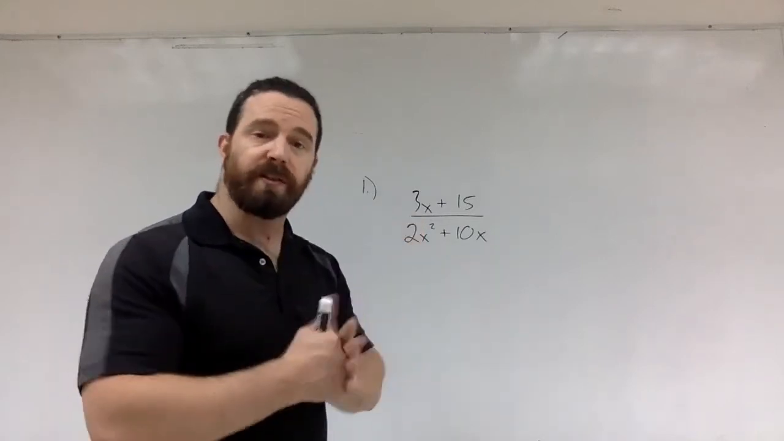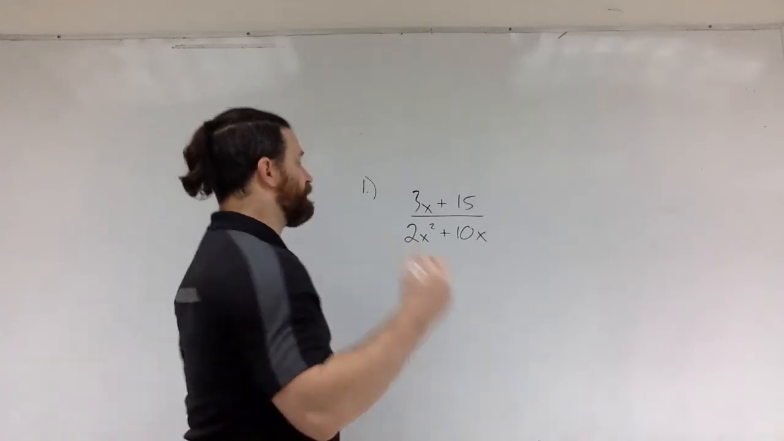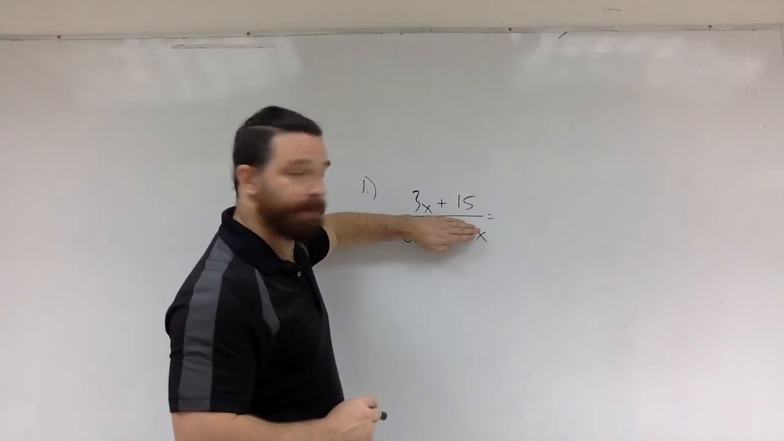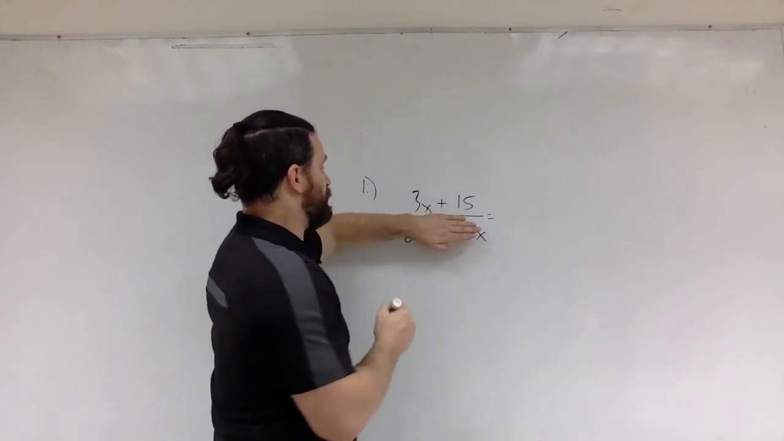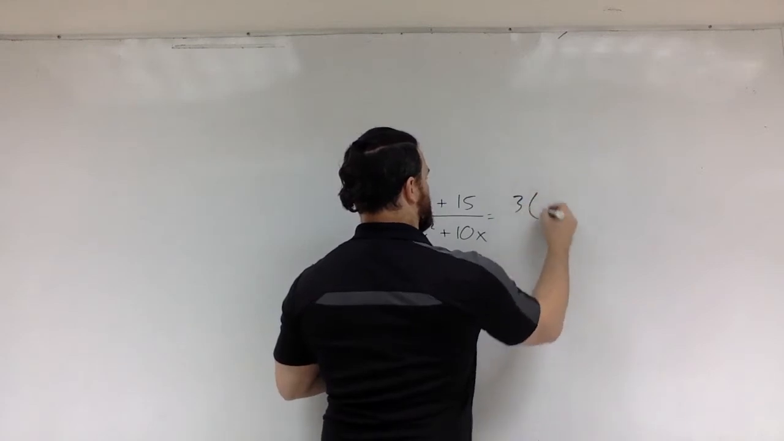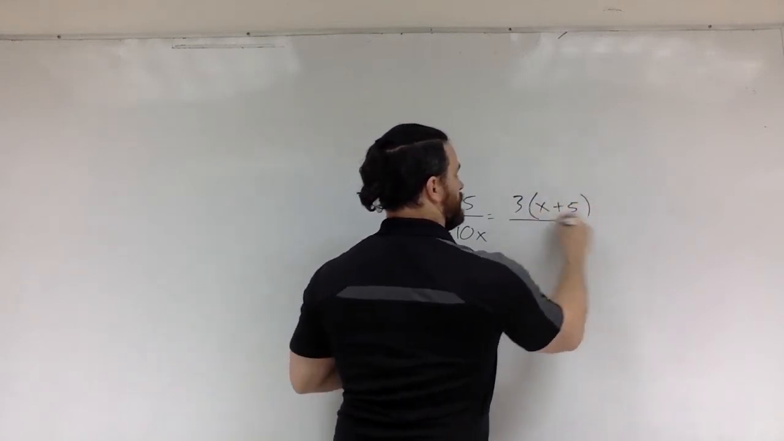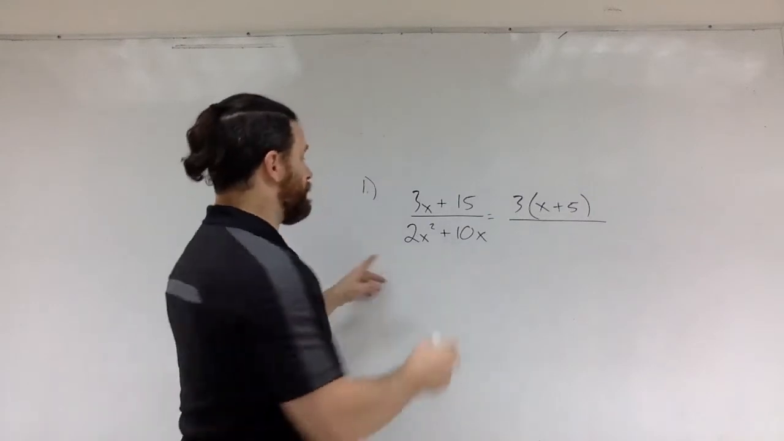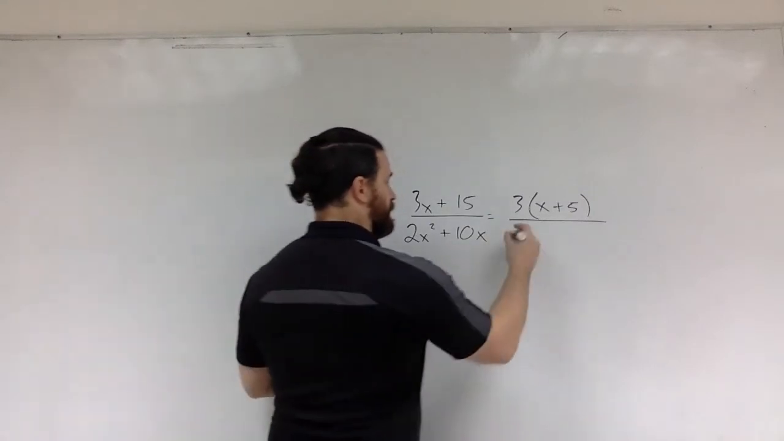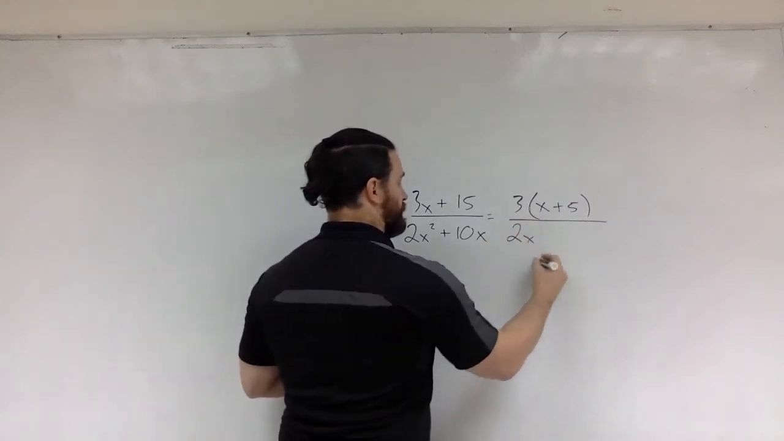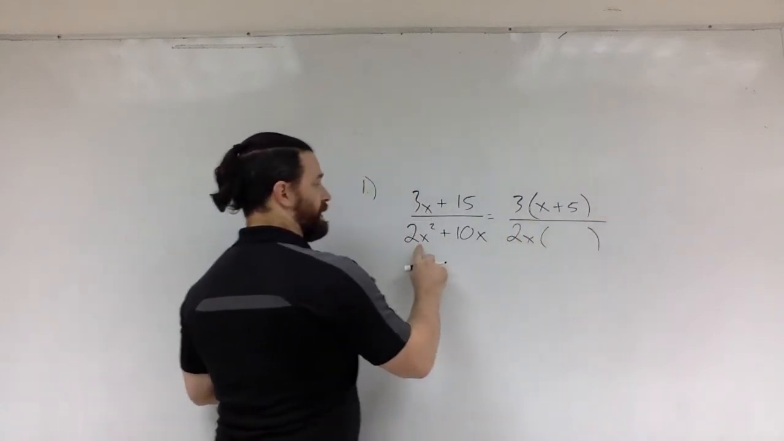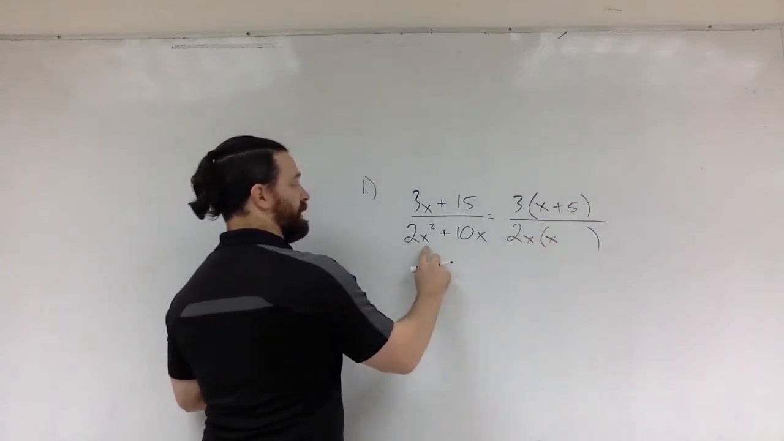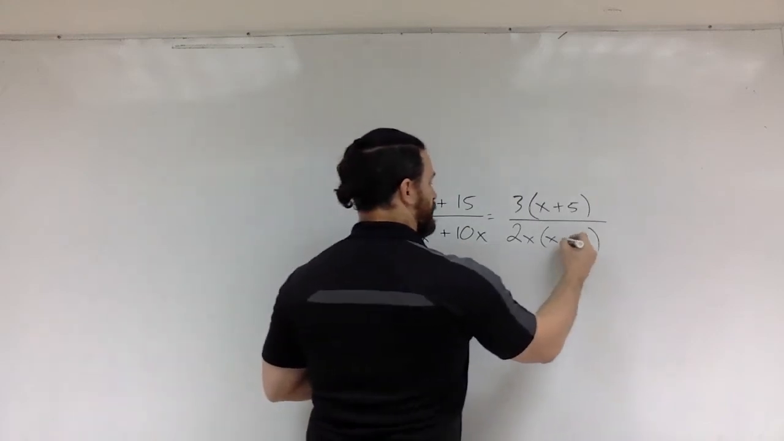First step is always going to be factor. So let's take a look at the top first. Looking at just the top, let's go ahead and factor that guy. So I could take out a 3. So that would be 3x plus 5. Now, looking at the bottom, what can we take out? These can both be divided by 2, and I can take out an x. Take a 2x out of here, I'm left with x. Take a 2x out of here, and I'm left with plus 5.